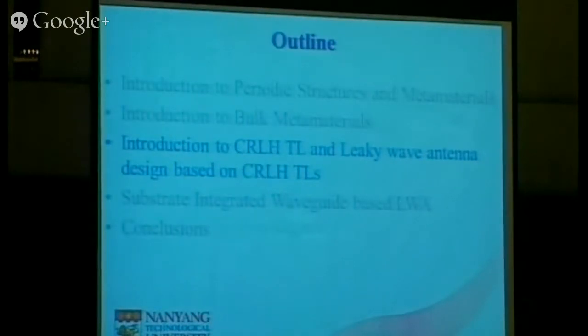Okay, next I'll move on to the composite right/left-handed. Do you want a break here, or we can discuss a couple of questions, I can handle them, then go for a break and come back.